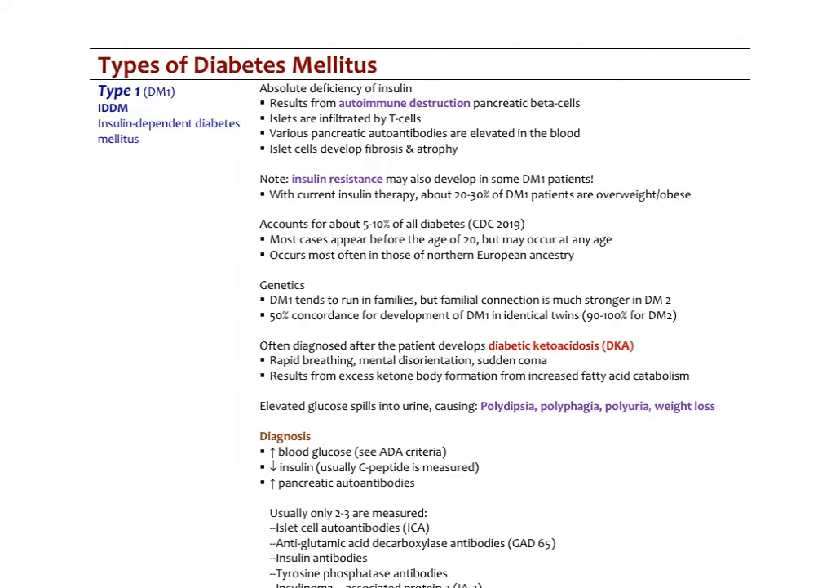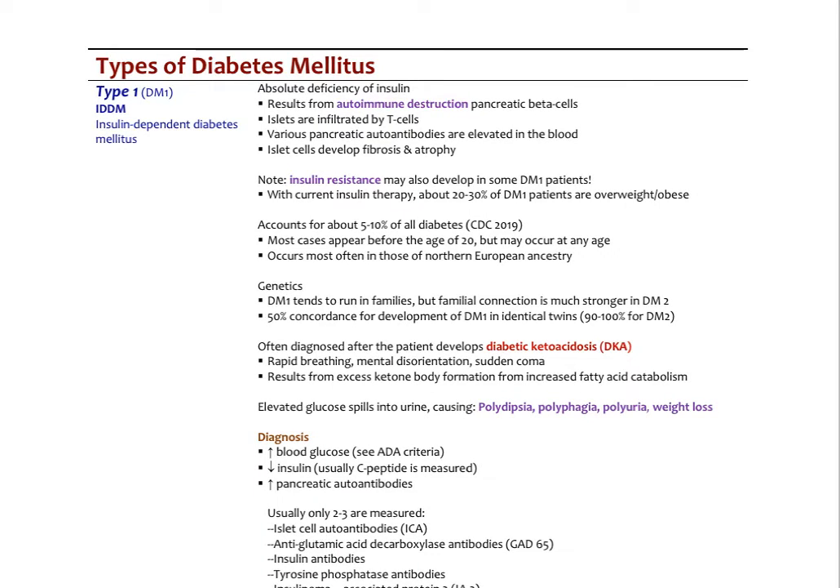So let me talk first about type 1 diabetes. It's typically abbreviated DM1. You also see an older acronym, IDDM, which is insulin-dependent diabetes mellitus. Some older sources used to call this juvenile diabetes, but we don't use that term anymore because we're seeing adults or late teens develop this, and so juvenile doesn't really apply. This results from an absolute deficiency of insulin due to autoimmune destruction of the pancreatic beta cells, and the islets become infiltrated with T cells.